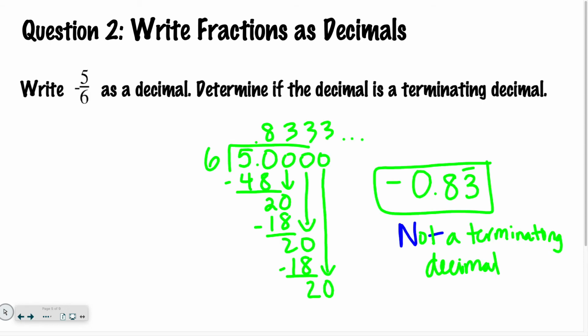Okay, for this problem, hopefully your work looks something like mine, where you added a few zeros. You saw that the 3 was repeating, so your answer would be 0.83 with a little bar over the top of the 3 to represent the repeating. And it was a -5/6, so that means it's a -0.83 repeating as a decimal, okay? And since it's repeating, this is not a terminating decimal, because if it's repeating, that means it's going on forever and ever and doesn't end.